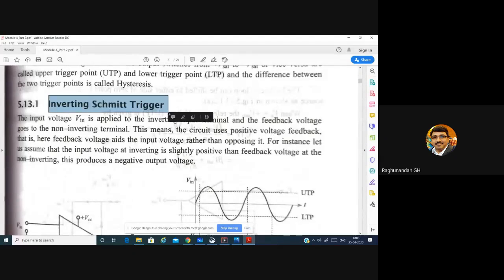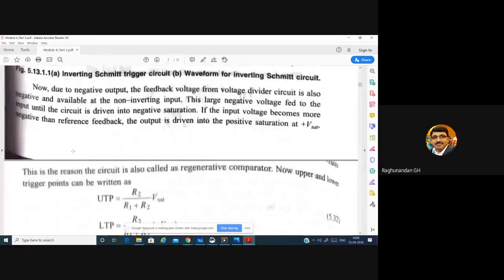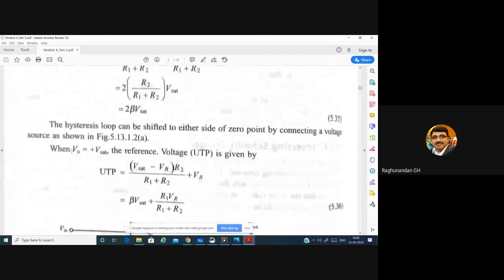This is one of the questions that can be asked in your Viva: why is it called a regenerative comparator? In Viva as well as in core companies, they'll ask this question. Why is it known as a regenerative comparator? Okay, this is the reason behind it.